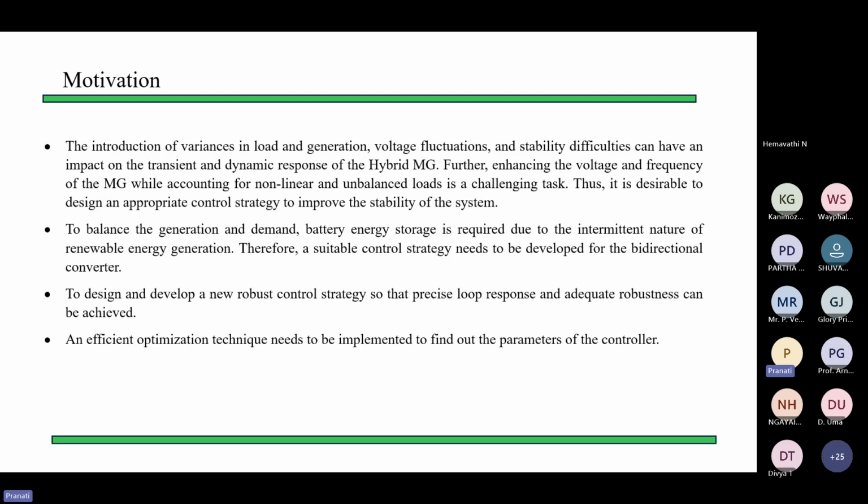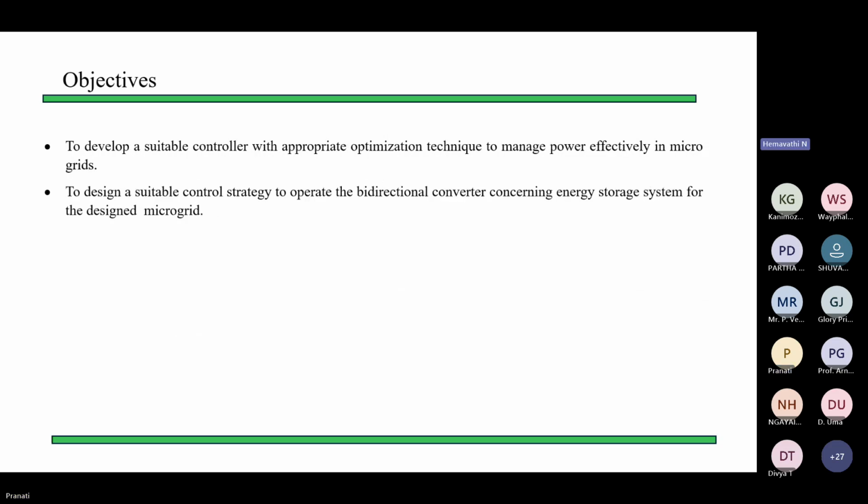So, the motivation of this work is to find a suitable control strategy and an optimization technique to find out the parameters. Then, objectives. Because of those motivations, my objective is to define and develop a suitable controller with an appropriate optimization technique to manage the power effectively in a microgrid. And the control strategy should operate the bidirectional converter.